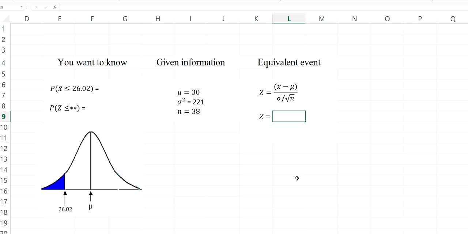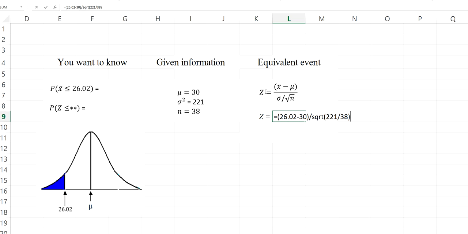And this you can do by using the central limit theorem. So this is equal to x bar 26.02 minus the mean of the population 30, divided by SQRT of 221 divided by 38. At this point, it should be clear that I can make that conversion because of the central limit theorem.